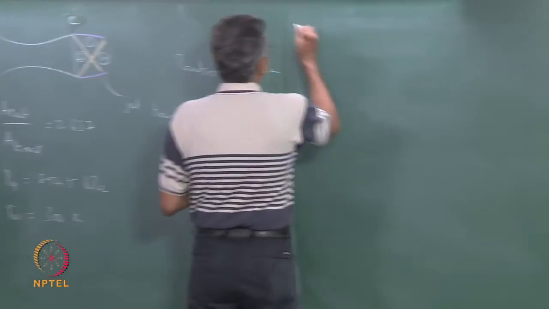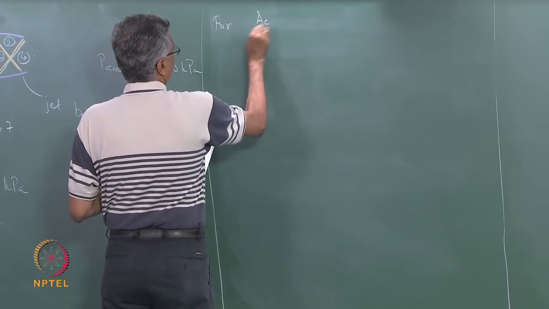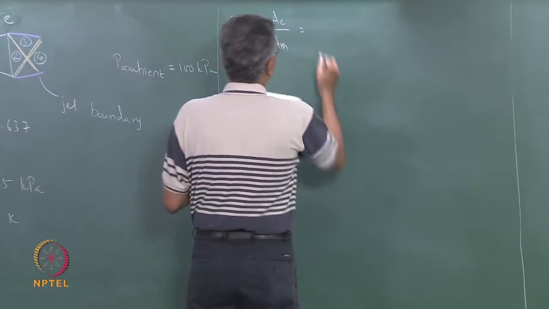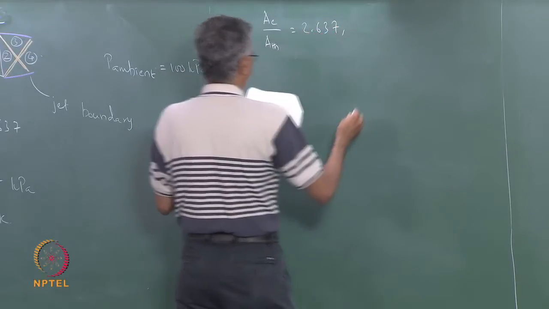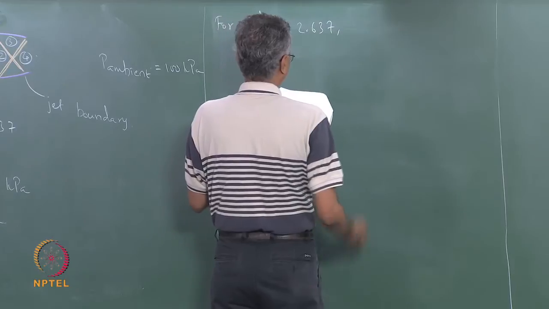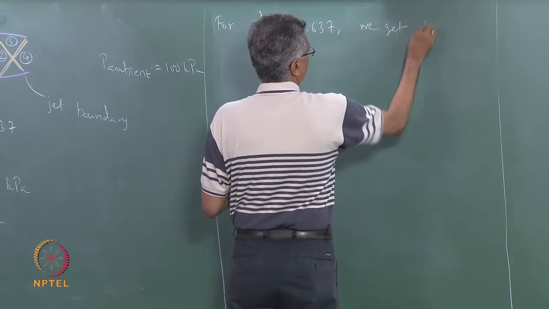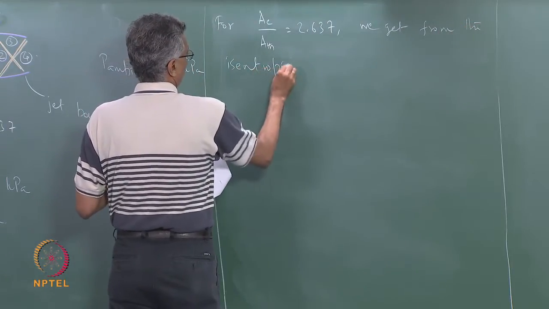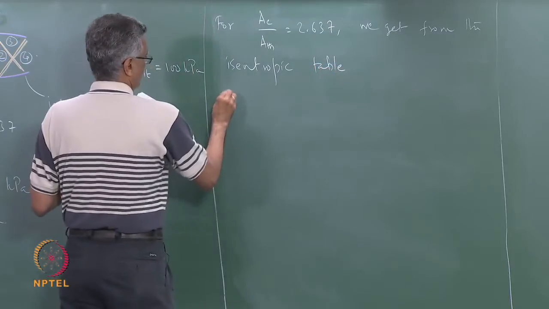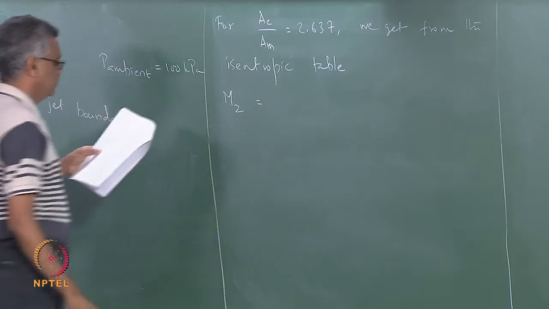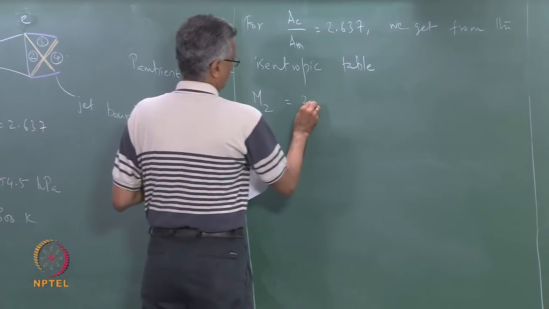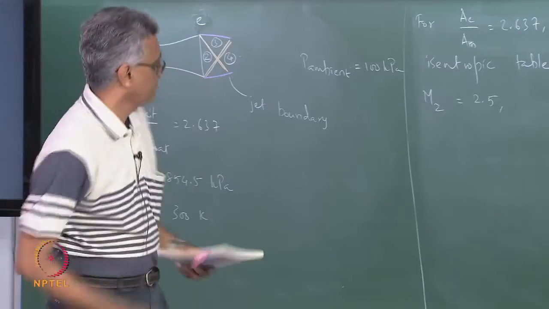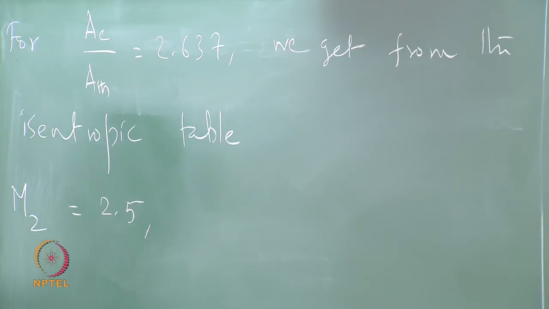So for A exit over A throat, remember the flow is choked at the throat, so that means this is A over A star. So for A over A star of 2.637, I get from the isentropic table M2, the Mach number with which the flow comes out, is 2.5, and I also get P02 over P01. Let us take a look at that also.